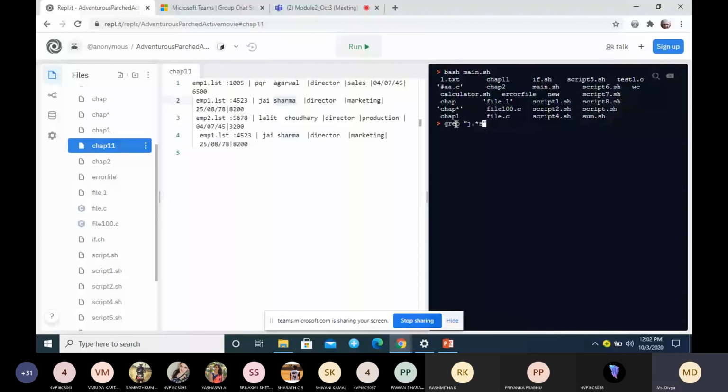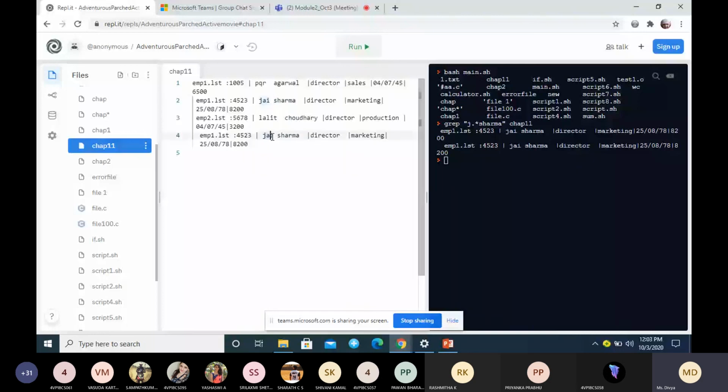It is having Sharma. Chapter 7. So what it will do, it is matching J Sharma. Both it will match. So let me make a small change here. I write JAY. Right? So see here, now it will match both Jai Sharma as well as J Sharma.